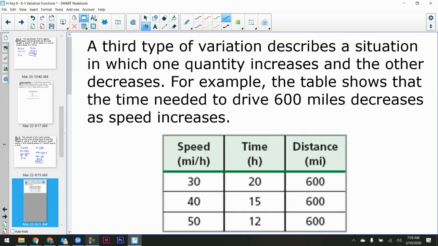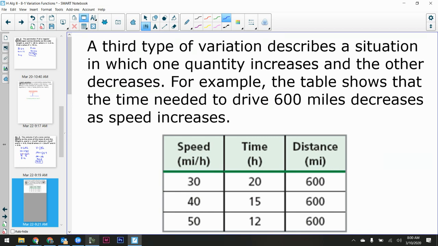Now this is where this entire chapter lies. A third type of variation describes a situation in which one quantity increases and the other quantity decreases. For example, the table shows the time needed to drive 600 miles decreases as speed increases. If I know I've got to travel 600 miles and I start increasing the speed I average, the time it takes to get there will go down. As one thing moves up, the other moves down.